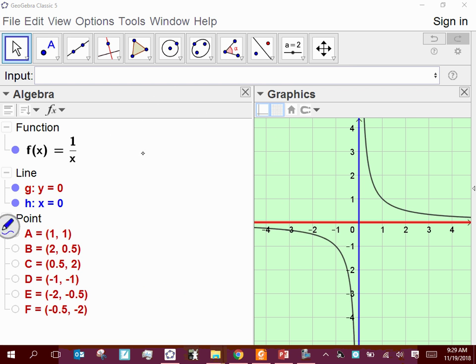What is the graph of g of x equals 2 over x minus 3 going to look like? G of x equals 2 over x minus 3. And I want to go through this, and I want to use transformation ideas, okay?